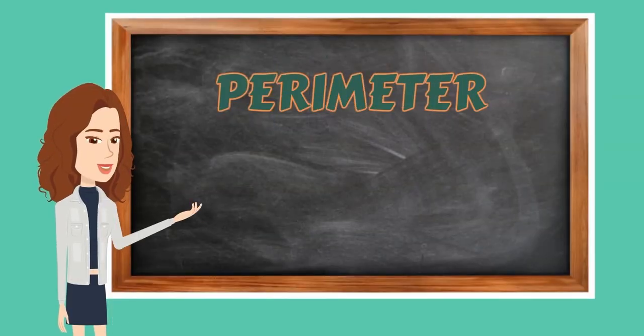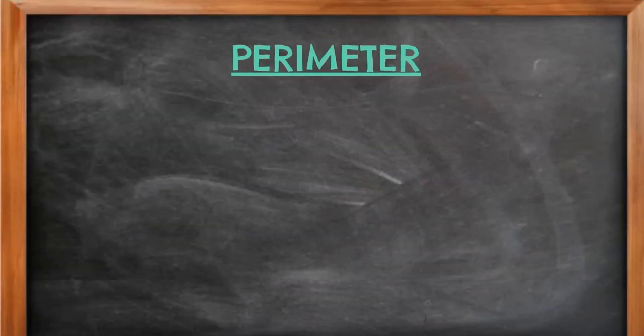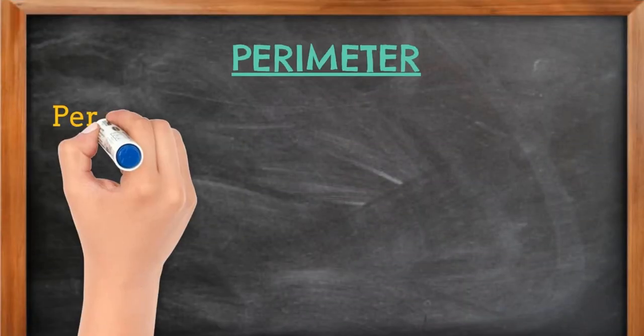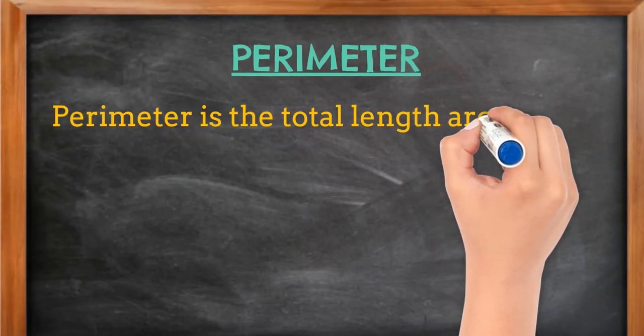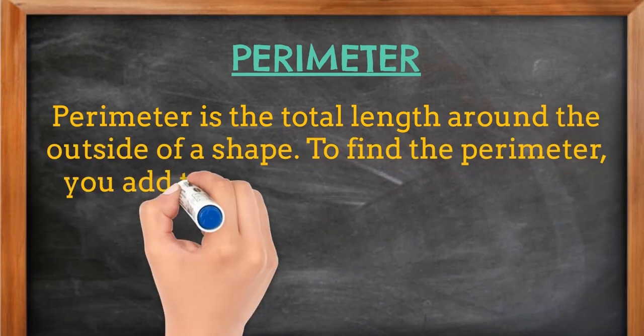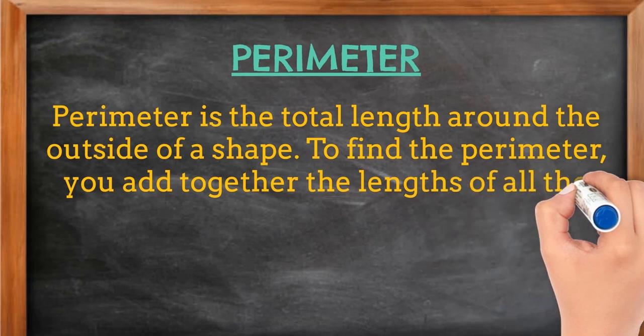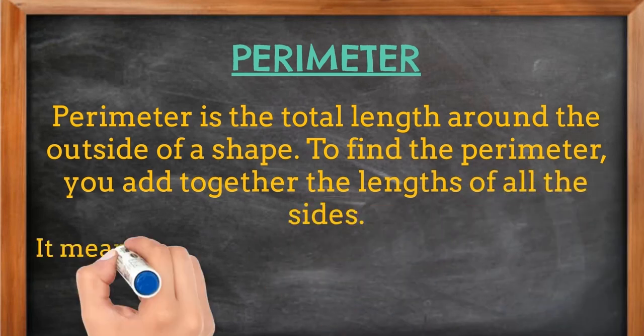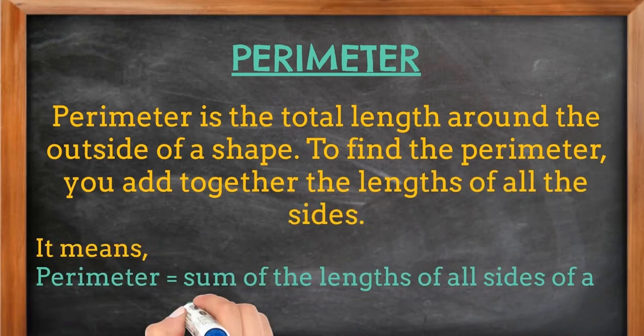In this video, we're going to talk about the perimeter. Perimeter is the total length around the outside of a shape. To find the perimeter, you add together the lengths of all the sides. It means perimeter equals the sum of the lengths of all sides of a shape.